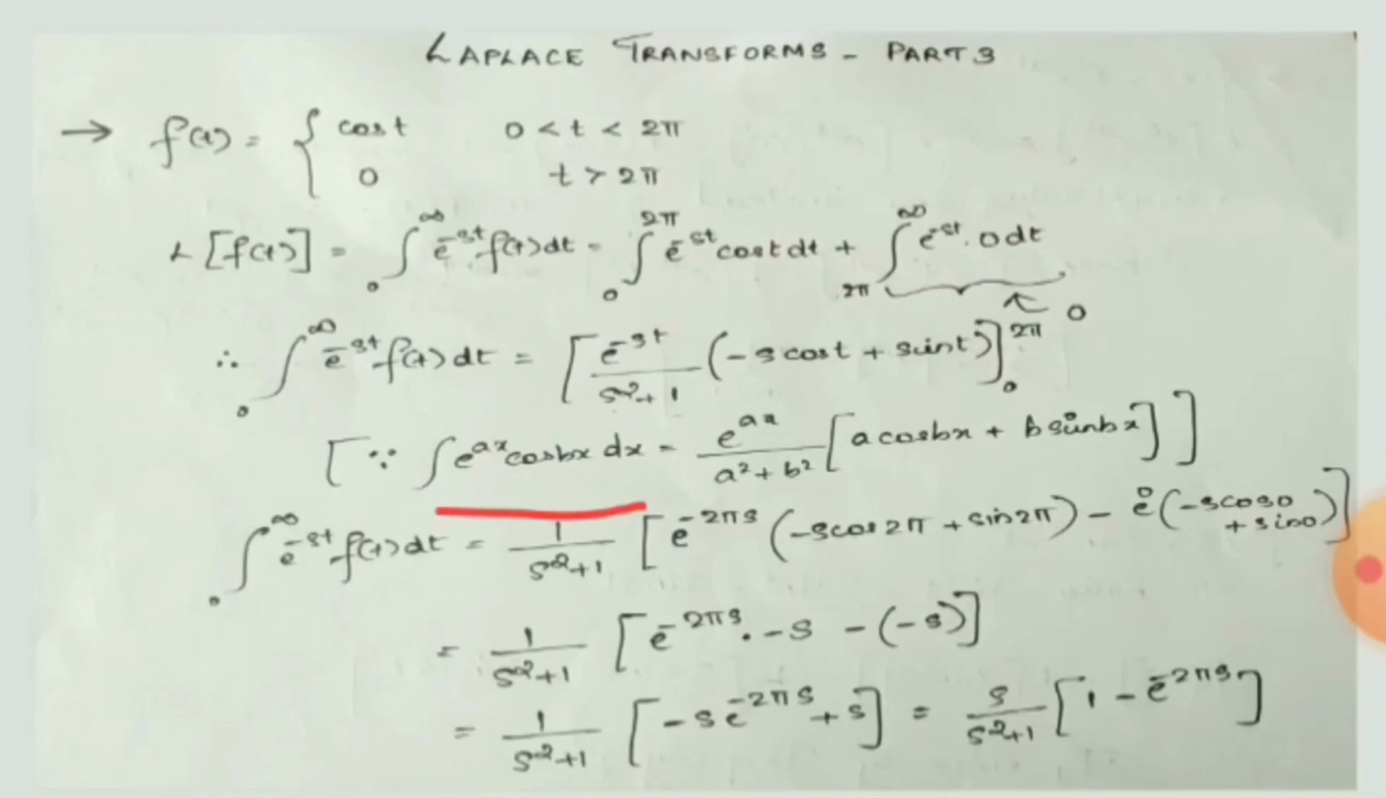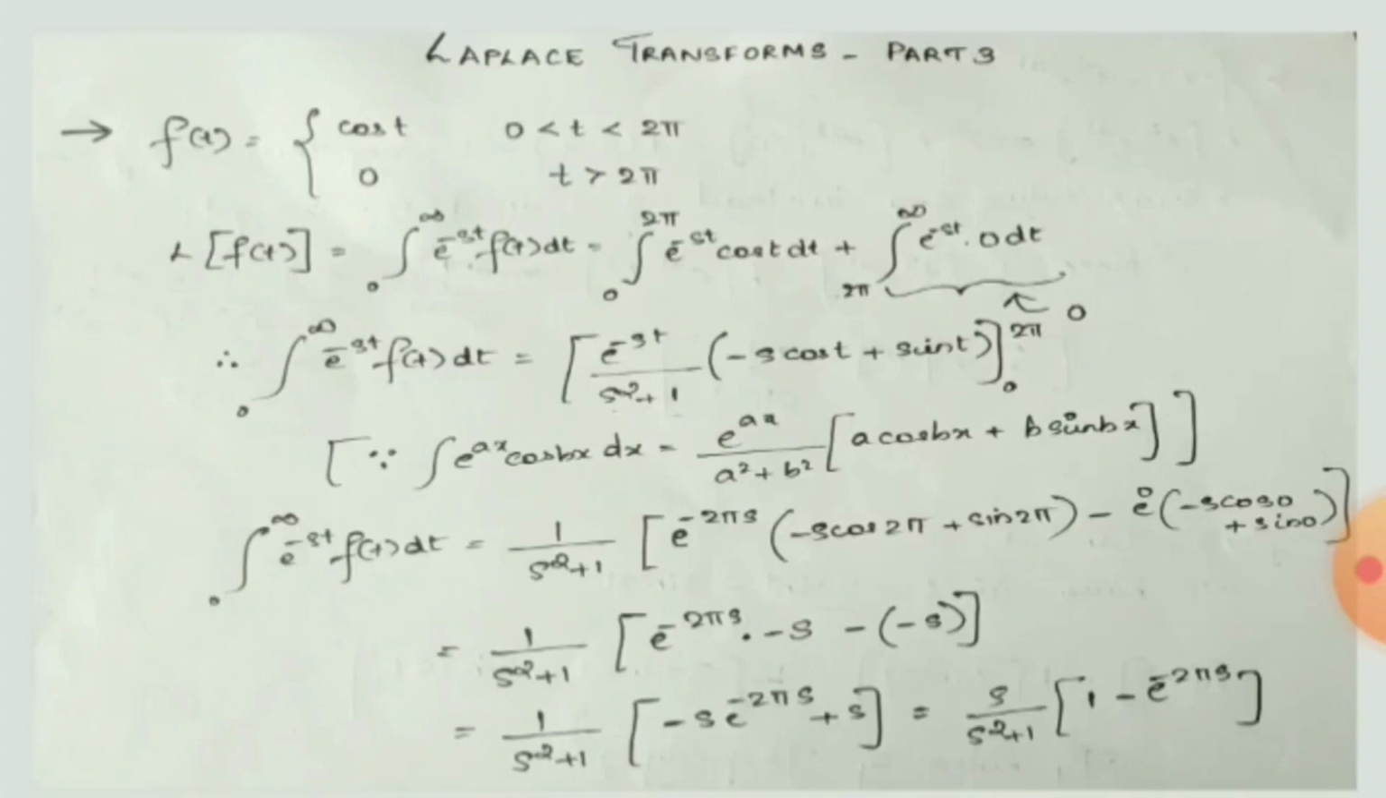So, according to this formula, integral e raised to ax cos bx dx equal to e raised to ax by a square plus b square into a cos bx plus b sin bx. So, here in the place of a, we have minus s, and in the place of b, we have 1. So, when we substitute, we'll get integral 0 to infinity e raised to minus st f of t dt equal to integral 0 to 2 pi e raised to minus st cos t dt, which is equal to e raised to minus st by s square plus 1 into minus s cos t plus sin t within the limits 0 to 2 pi. Now we'll apply the limits.